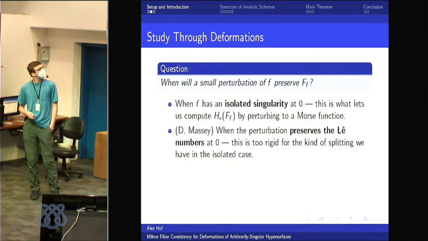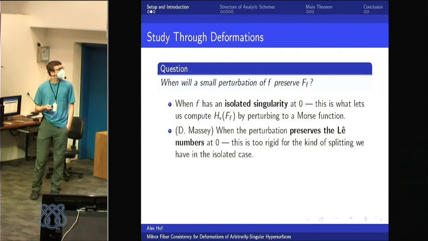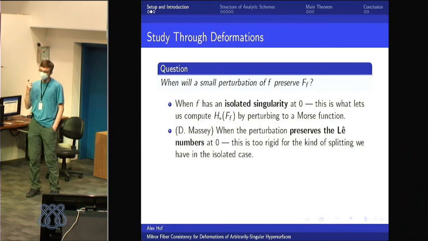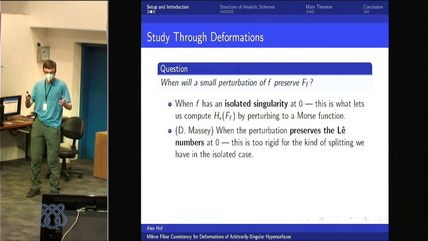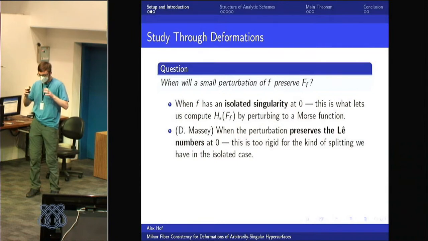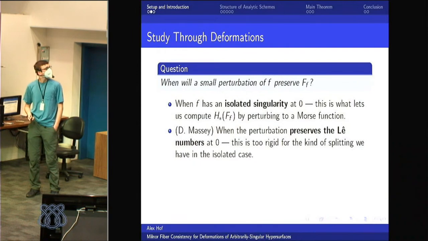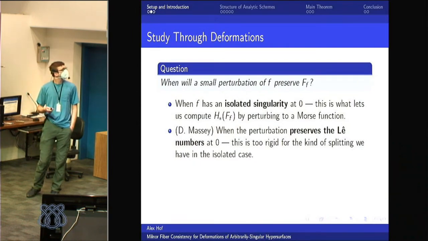But, you know, this is a pretty good result. It lets us do some kind of computations, but it's a bit more rigid than the things we know in the isolated case, because this requirement of preserving the Lê numbers is, in the isolated case, the same as saying that the Milnor number should remain constant. So we can't do the same kind of thing where we break up and get different Morse points coming off. This is too rigid for that. So that's one attempt that's been made.